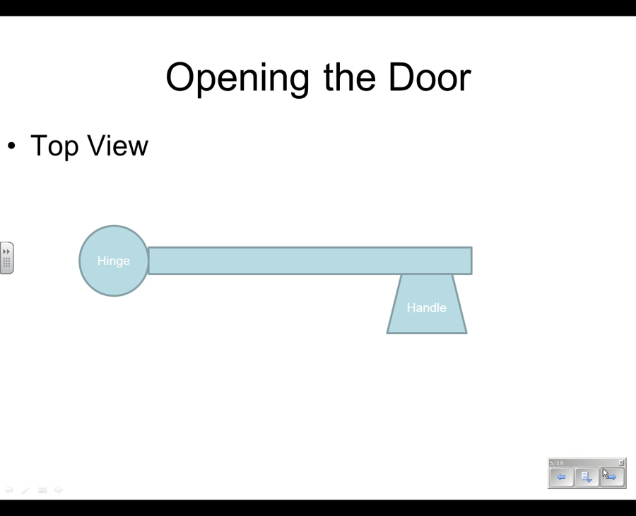So, here's a picture. This is a top view of the door, not to scale. You've got the hinges over here on the left-hand side, and ideally this door is going to open, swinging counterclockwise from its current position up to the top. And here's a handle over here, a little oversized, but you get the idea.